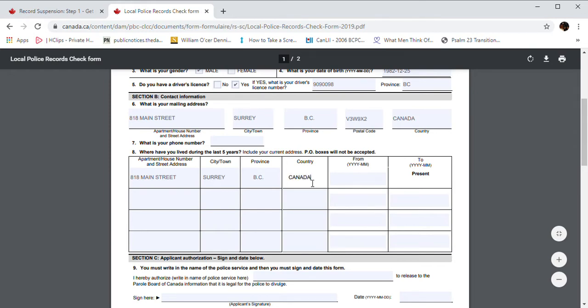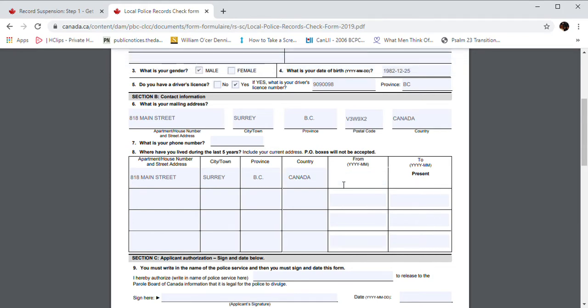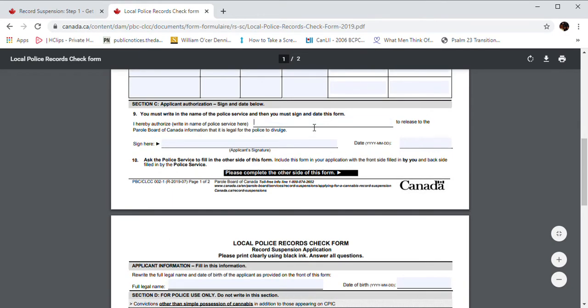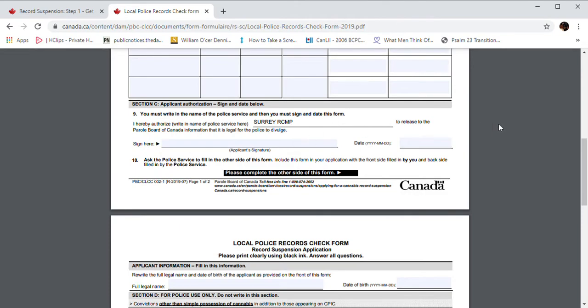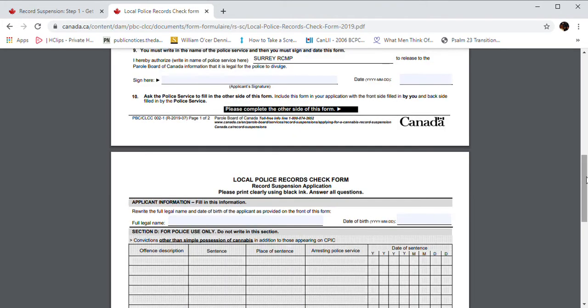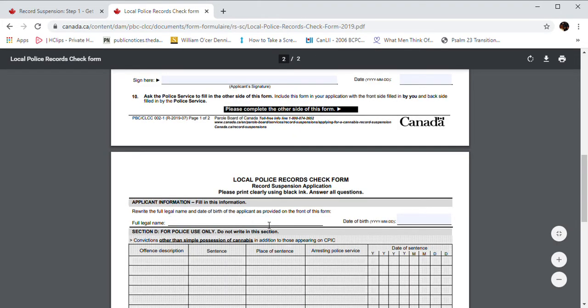Canada. And when did I move to this house in Surrey? We're going to say I moved there because they want to know where you lived for 5 years. So I'm going to say April, the present. Okay. Where's it going? Well, it's going to the Surrey RCMP. Although Surrey, they're getting a new police force here soon. They fired the RCMP. Anyway, again, so full legal name in this page: Ken Scott.